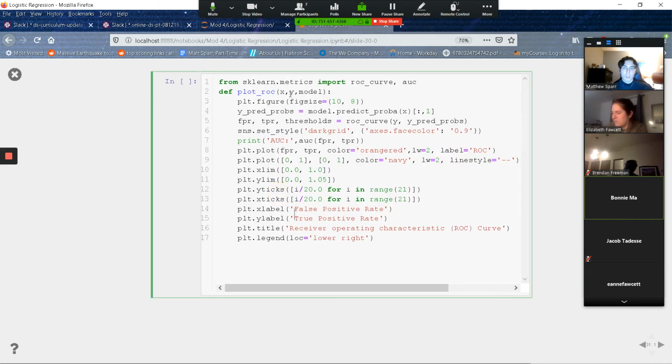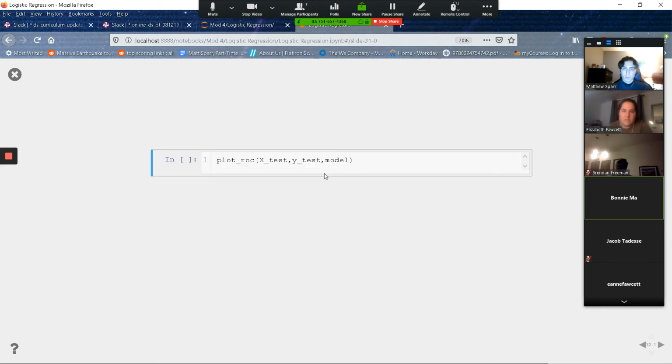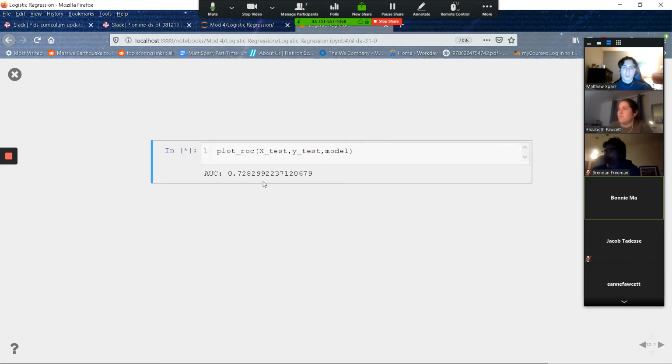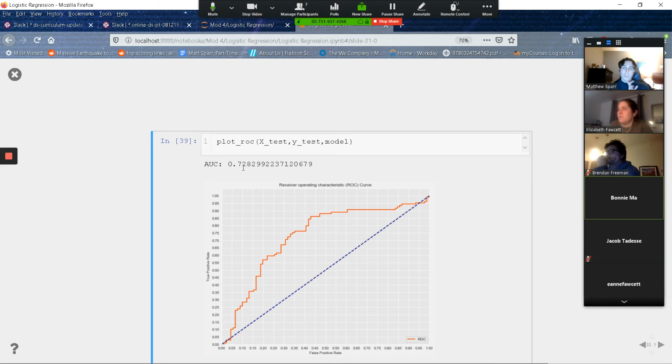So this function here will take in a set of x values, y values, and a model, and it will generate the ROC curve for that. So we'll go ahead and store that because we'll use it here. And we'll go ahead and plot that with our test data. So you can see we got an AUC of 0.72, which isn't terrible. It's basically in between 0.5 and 1.